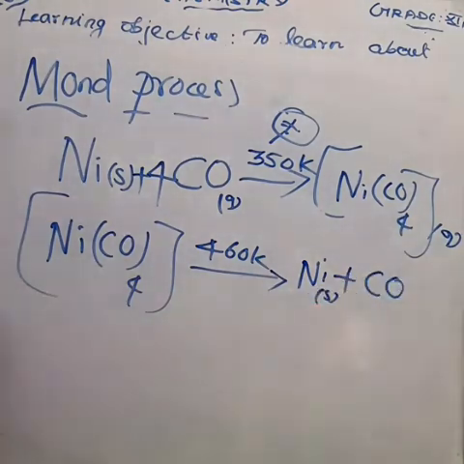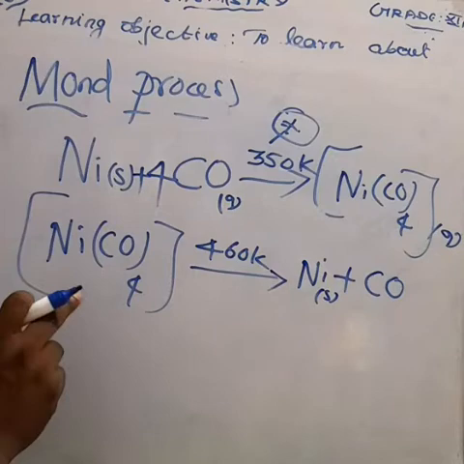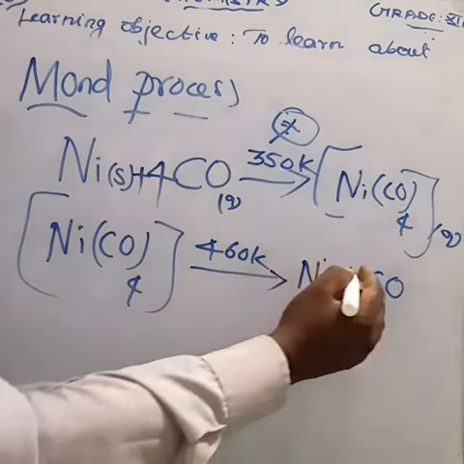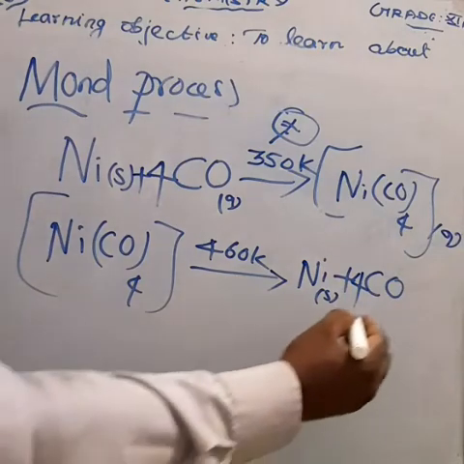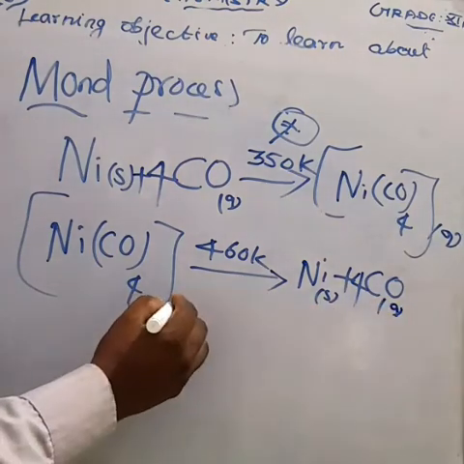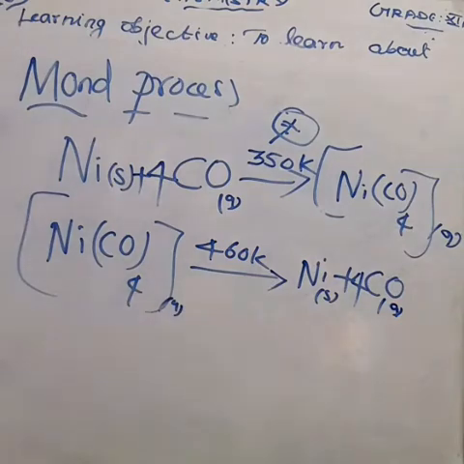How to balance the equation? Here 4CO is there, so make it 4CO. This is a gas. Nickel is a solid. Okay, so don't forget that. It's very important. Only these two equations are enough. Okay, try to learn the two equations.